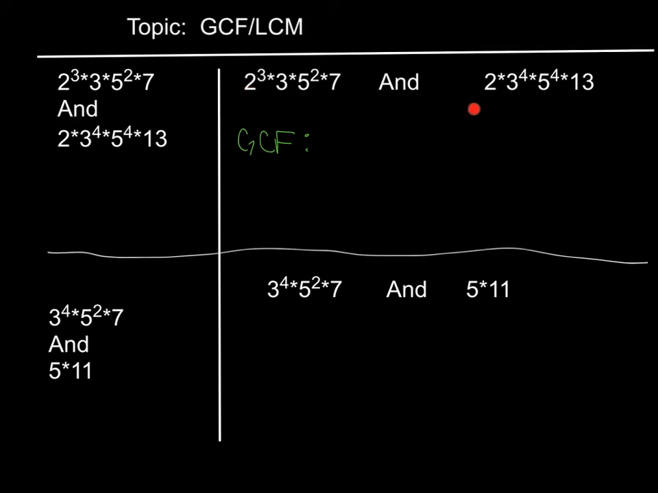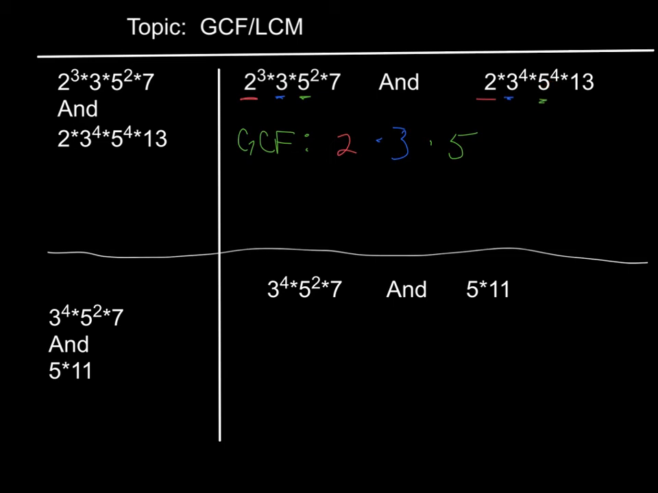So I see you have a 2 and a 2. Therefore, I can use 2. I see that I have a 3 and a 3. So I'm going to use a factor of 3. I see that I have a 5 and a 5. So I can use a common factor of 5 as well. So for this one, I used all of the factors that are in common to both. I have 2's here. I have 3's here. And then I have 5's here.